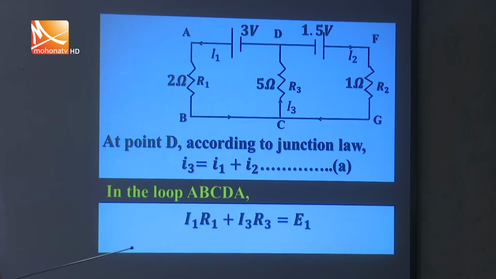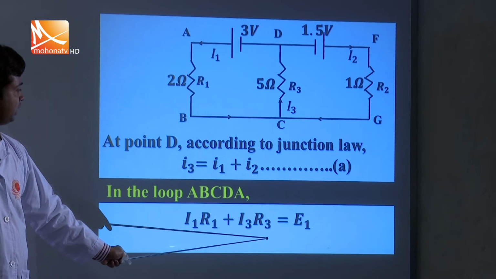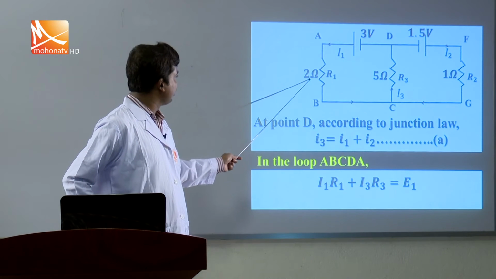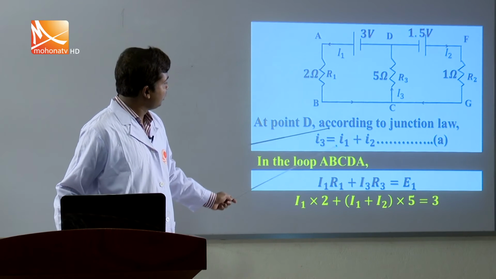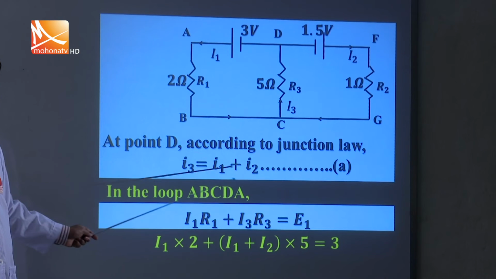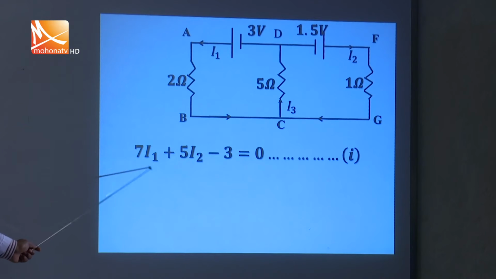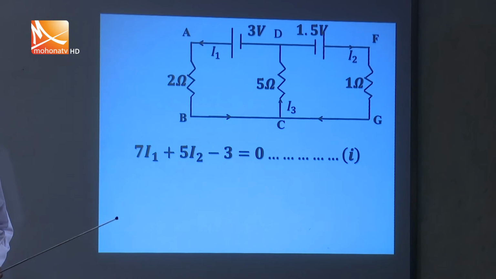As before, I have discussed this, that is I1 R1 plus I3 R3 equals to N. Putting the value of R1 and R3, in this case R1 equals to 2 and R3 equals to 5, and also you have to place I3 equals to I1 plus I2, so that I get an equation related to I1 and I2. Then from this equation, mathematically you can write 7 I1 plus 5 I2 minus 3 equals to 0. This is equation number 1.